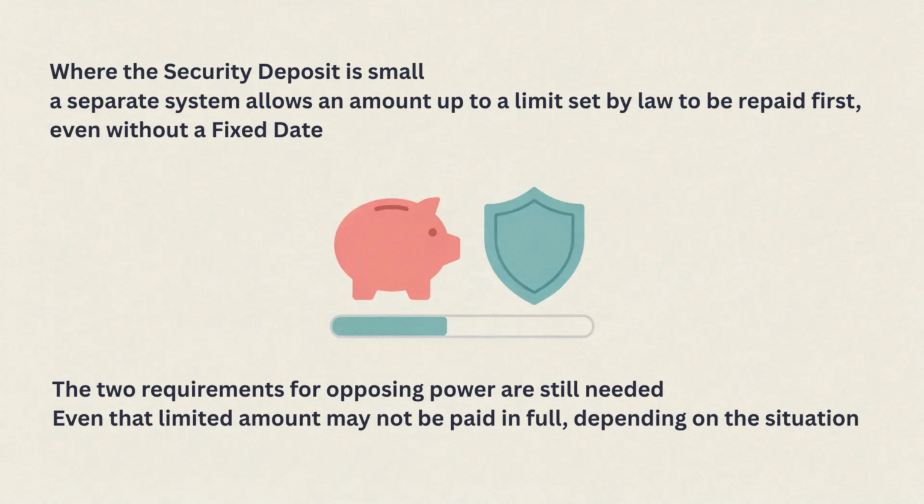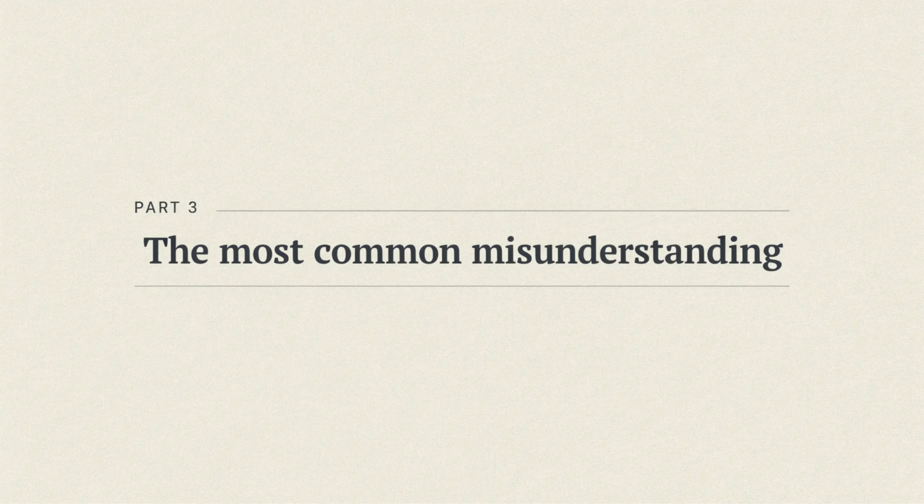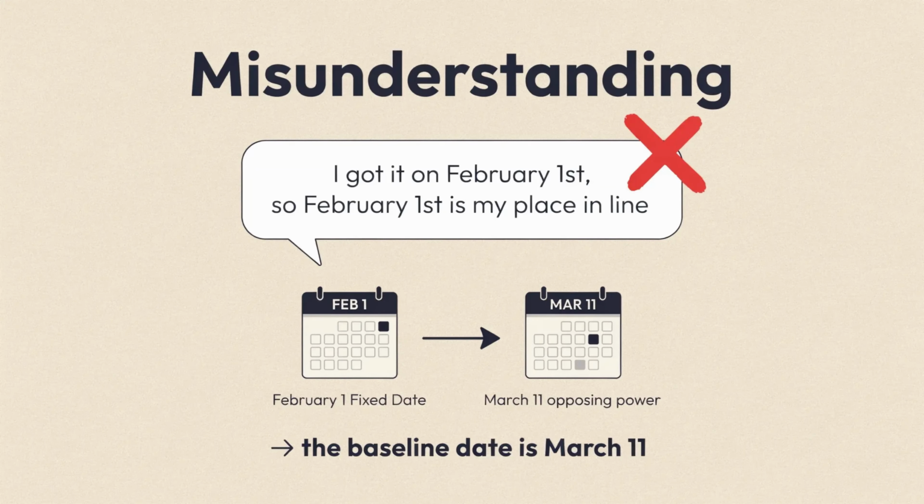Third, even that limited amount may not be paid in full, depending on the situation. That is because when several lessees in the same building have small deposits, the amount is divided among them. Now let us look at the misunderstanding that comes up most often. Many people think this way.